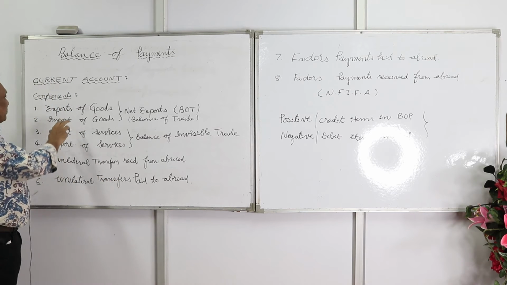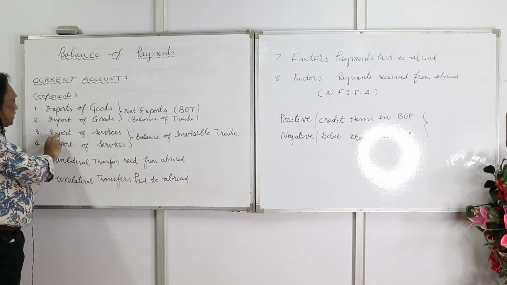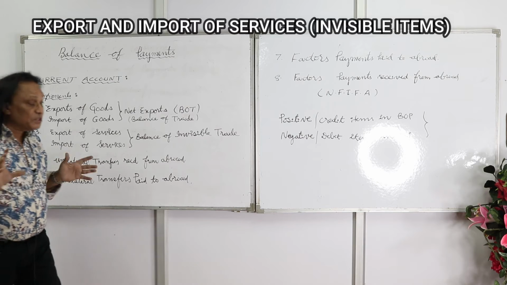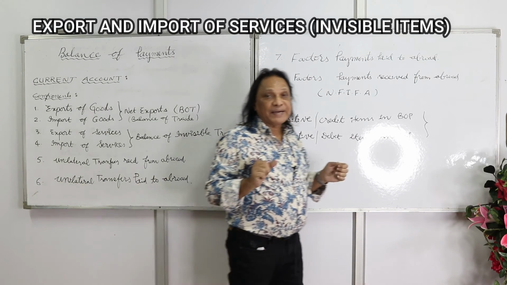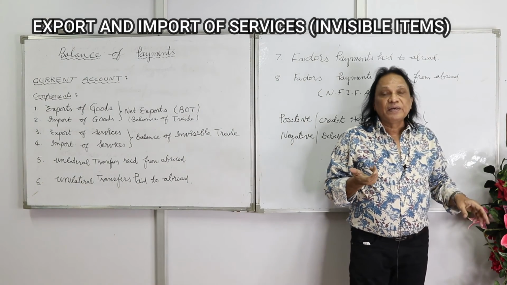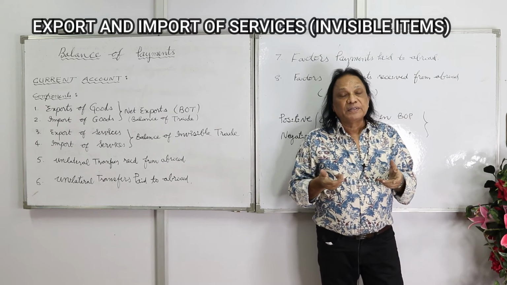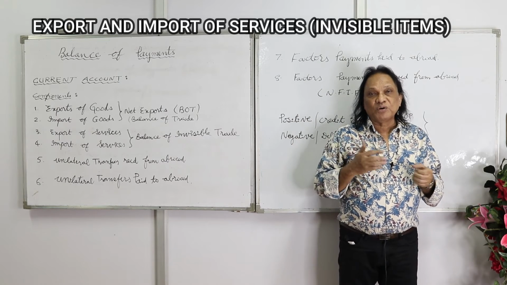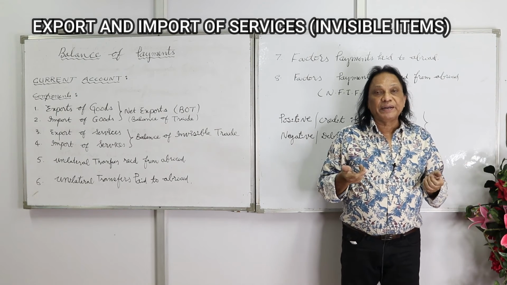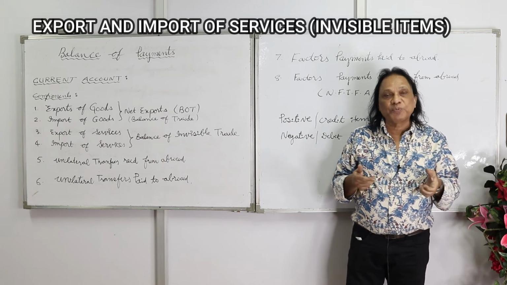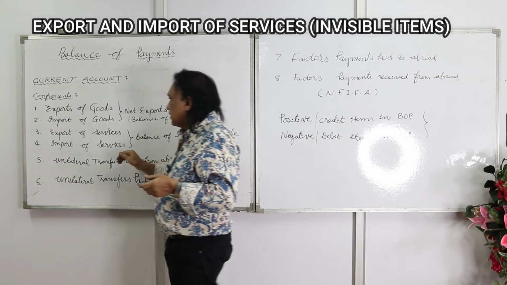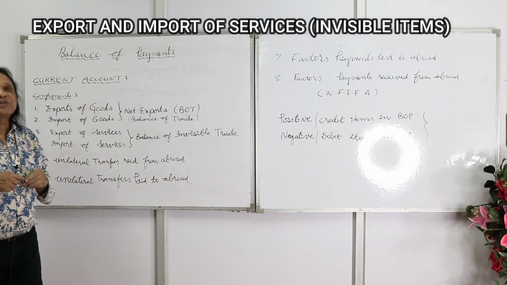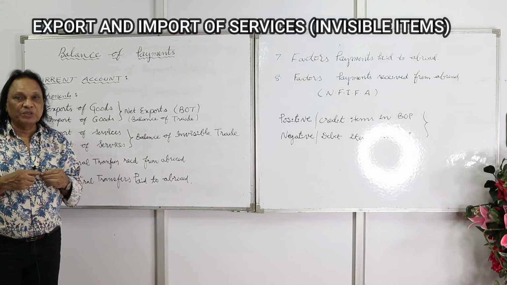Let's carry on with the components of the current account. The third component of current account is exports of services, invisible items. These services can be banking services, trade, commerce, shipping services, airlines, and tourism services. Exports and imports of services are also invisible items. We can club these two together as balance of invisible trade.